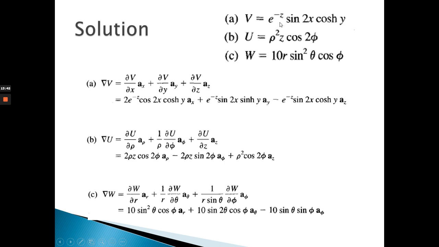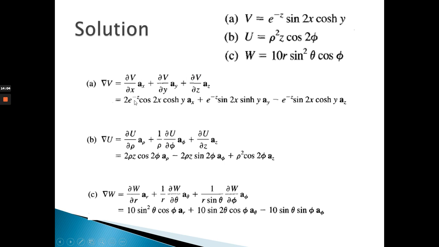So we check here, put here. We replace V here, and again V, the same V here, and then V. So the V will always be here. So we put e to the power minus z sine twice x cos theta here. The same thing we put here, and the same thing we put here, and then we derive.